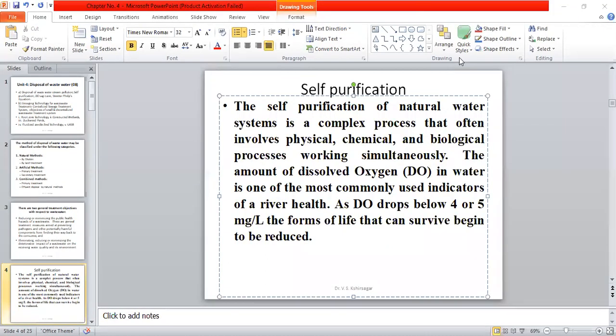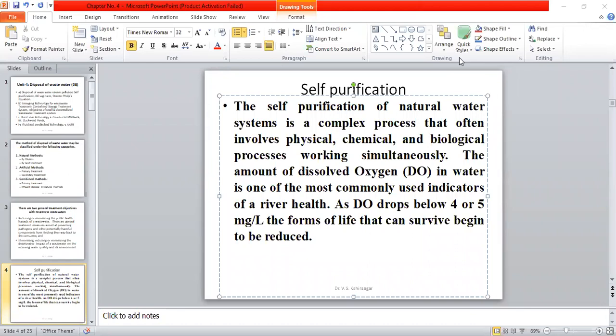First physical or chemical, then biological, one after another that process is completing and treating and removing the impurities present in the sewage. But it is not happening in a self purification. All these processes will work simultaneously.